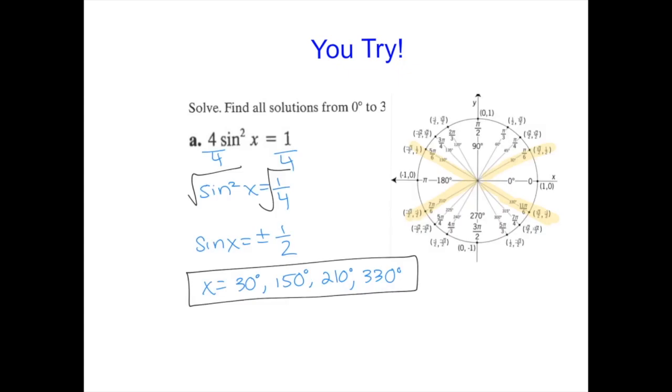You can see after solving for sine of x, I found that it had to equal positive or negative 1/2, which means after finding those values where sine was positive and negative 1/2 on the unit circle, I came up with these 4 angles as my solution.